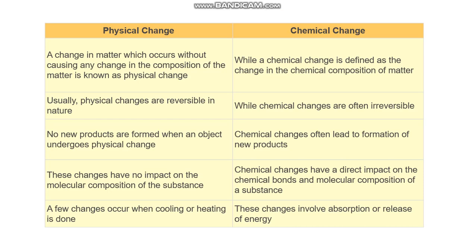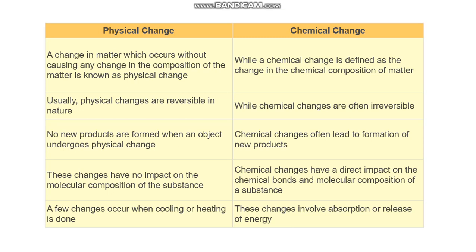Next, we will see the differences between physical change and chemical change. A change in matter that occurs without causing any change in the composition of matter, we call a physical change. While a chemical change is one in which the composition changes and a new substance is formed. Physical changes are reversible in nature, while chemical changes are often irreversible.